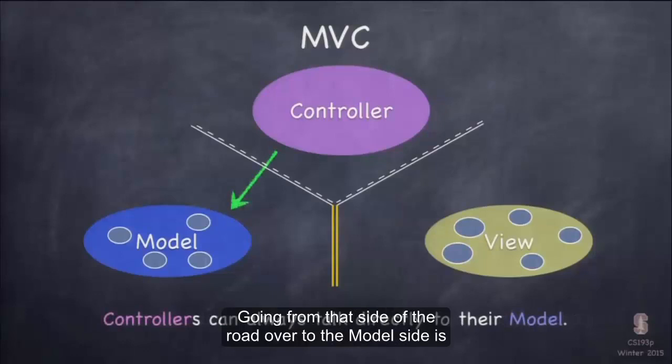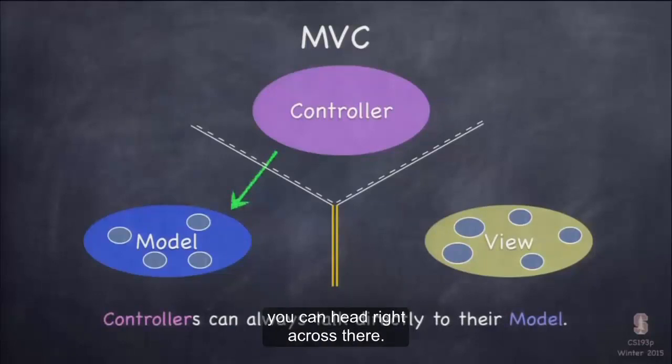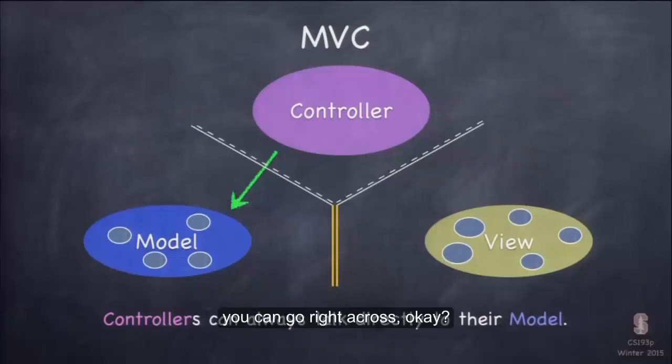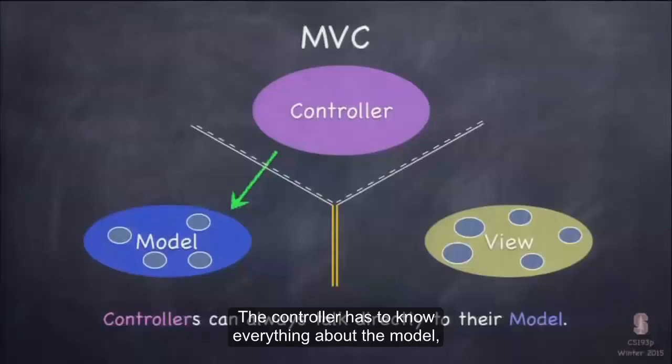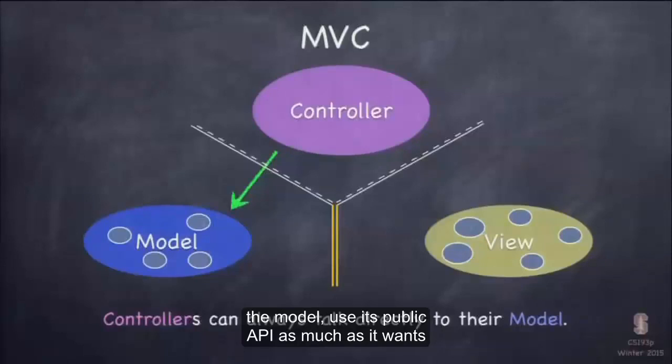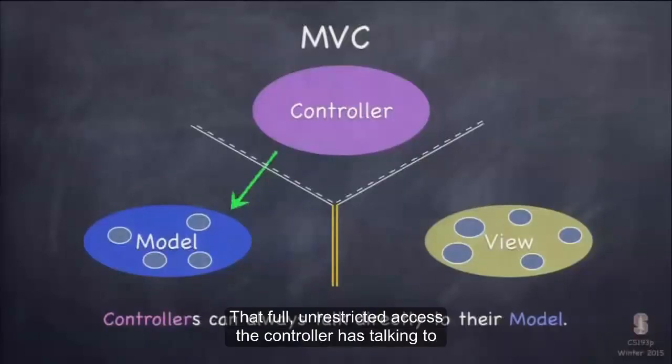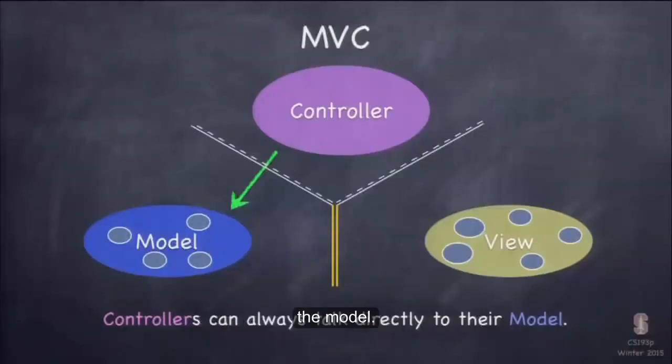Okay, well, going from that side of the road over to the model side is a dashed white line. In other words, you can head right across there. Probably want to look before you go, but you can go right across, okay? The controller has to know everything about the model, and it has to have complete ability to talk to the model, use its public API as much as it wants, because the controller's job is to present the model to the user using its view as its minions. So it has to have this access. So that's full unrestricted access the controller has talking to the model.